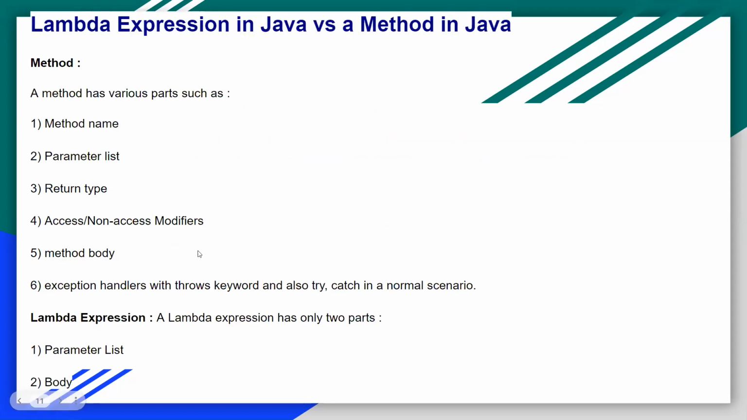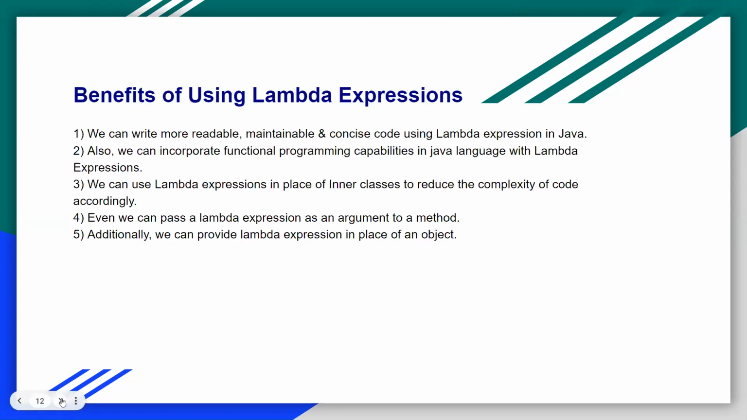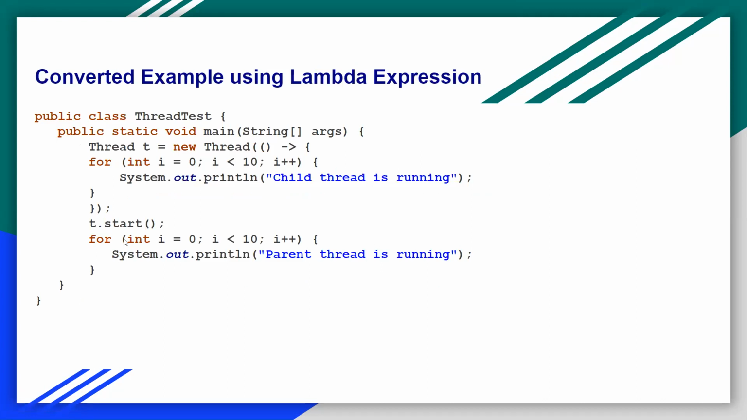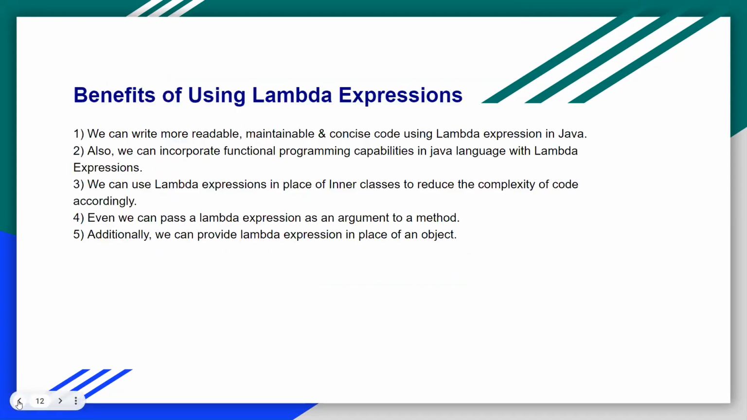What I have shown you here, I will show you with the help of anonymous inner class and with using lambda expression. Next, we can pass lambda expression as an argument to a method, and additionally, we can provide lambda expression in place of an object as well. So these are the benefits or advantages of lambda expression.